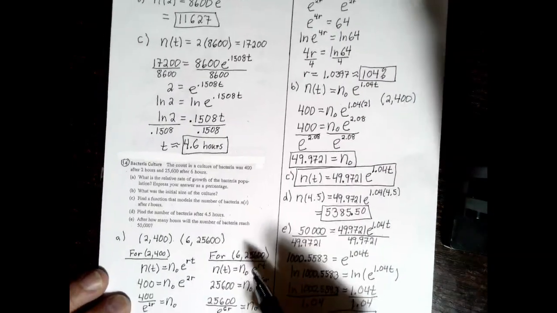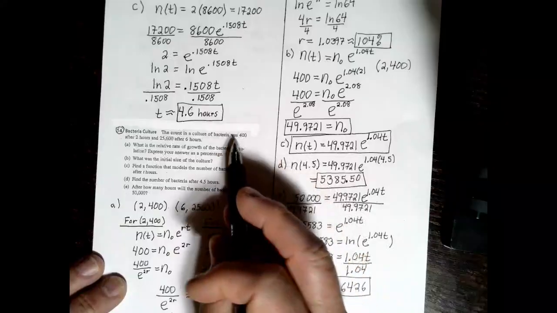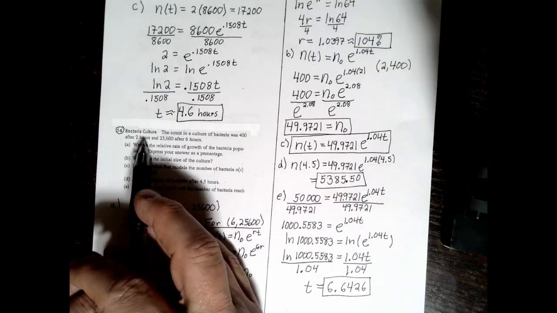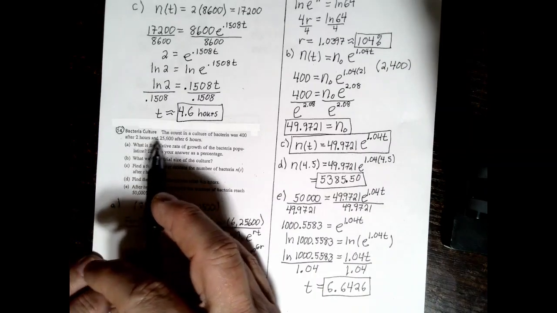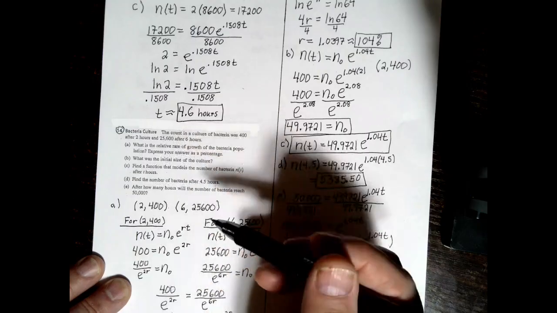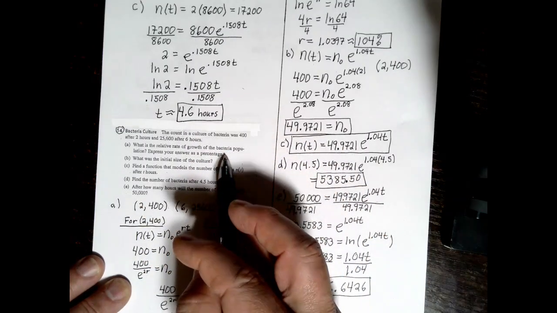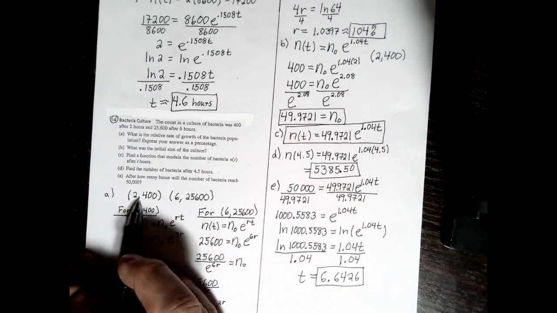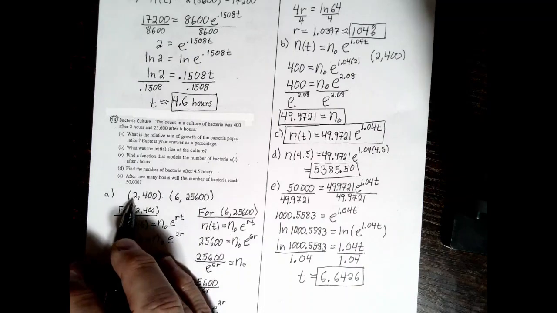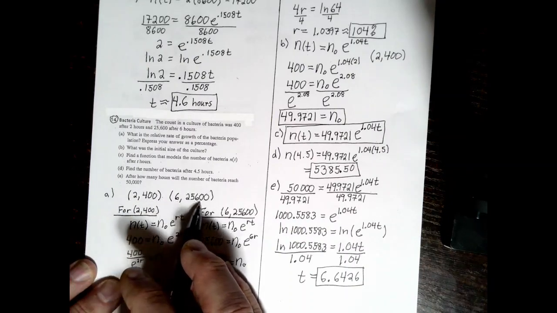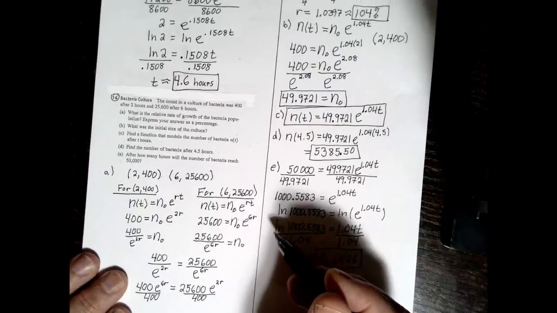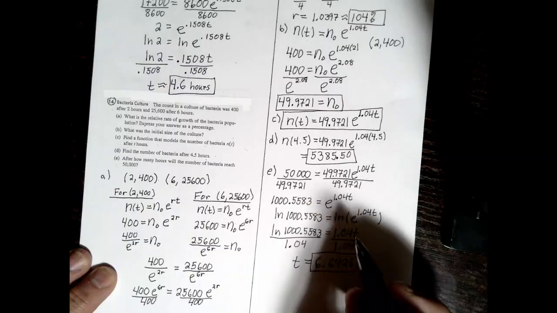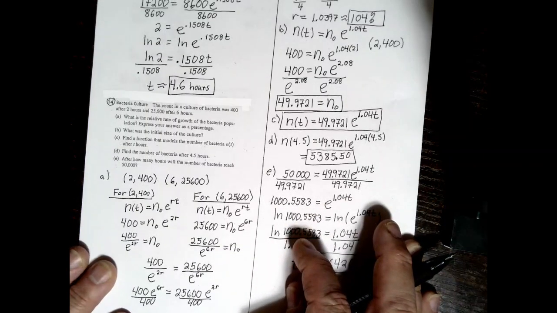Okay, and now question 14 says a culture of bacteria was 400. The count of bacteria is 400 after 2 hours and 25,600 after 6 hours. So what's the relative rate of growth of the population? Express your answer as a percentage. Well, we know 2 points of information. We know that when t is 2, we get 400. When t is 6, we get 25,600. Now we don't know n sub 0. We don't know the starting population, so we have to figure that out. Okay? Well, we also have to figure out the growth rate.